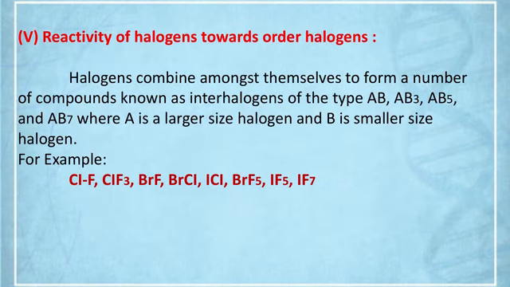Reactivity of halogens towards other halogens. Halogens can combine with other halogens to form compounds, and this class of compounds is called interhalogen compounds. How is it possible? It is because of the difference in electronegativity between the halogens. For example, in ClF3, there is a difference in electronegativity between Cl and fluorine, so they can combine with each other to form interhalogen compounds. Some examples are displayed on the screen.